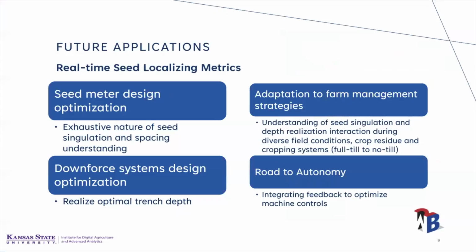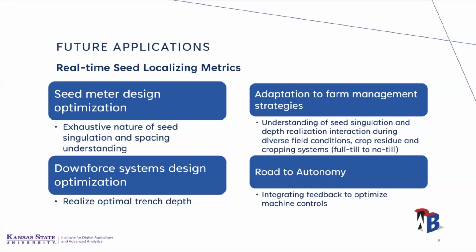For future applications, we're looking at seed meter design optimization. Given the exhaustive nature of seed singulation data, if you are designing something and you can put this on six rows and continuously collect data for a couple of hundred acres, your ability to go from prototyping to commercialization is significantly reduced, because not only can you collect a large amount of data, your data will be at your fingertips as soon as you stop planting. You're also talking about downforce system design optimizations, because now you can tie in real-time feedback on what the depth is.